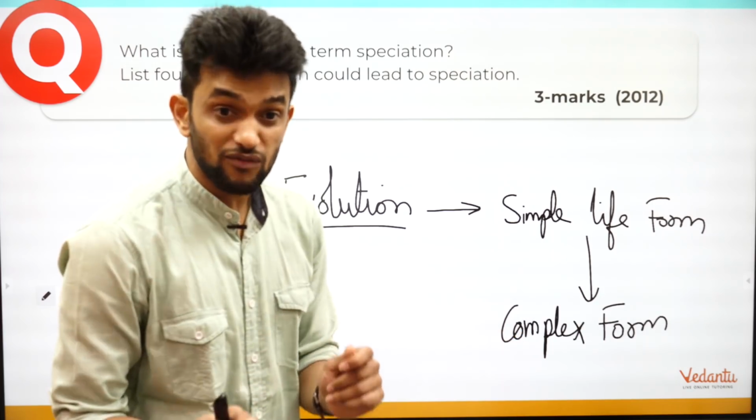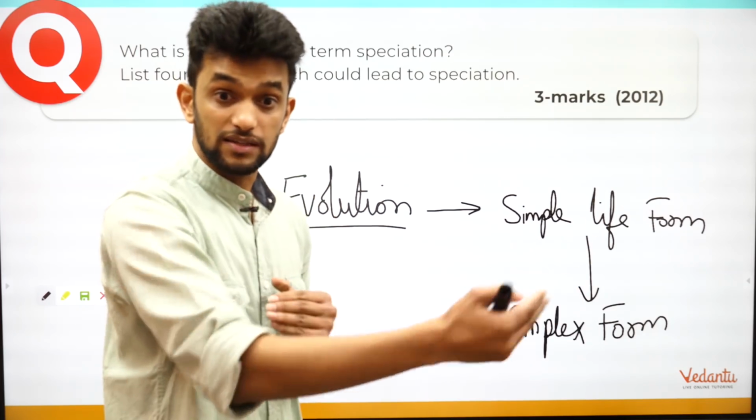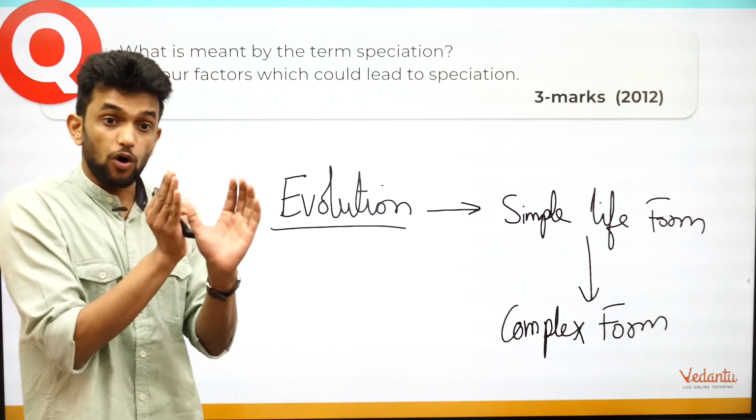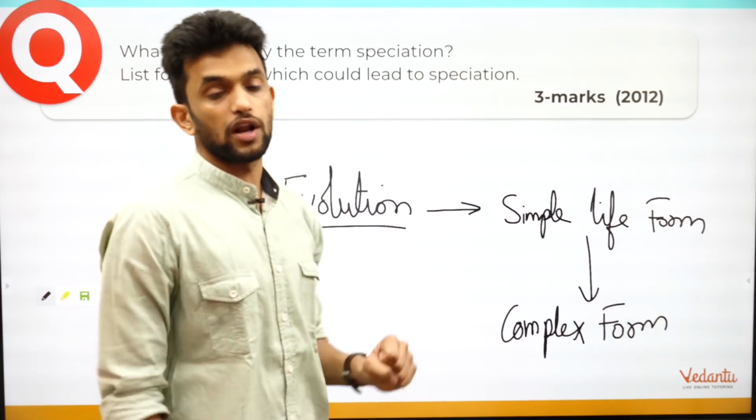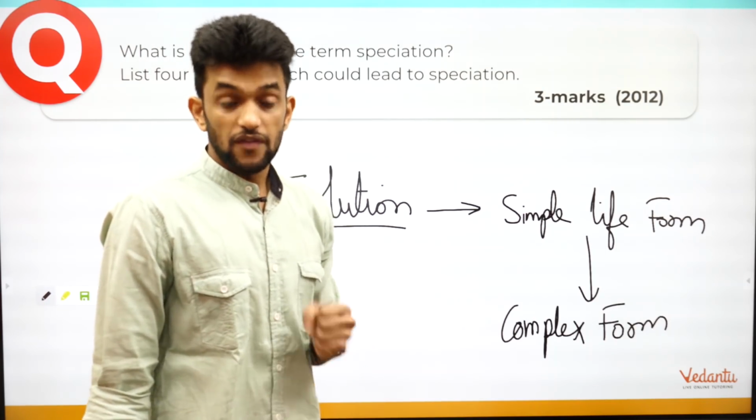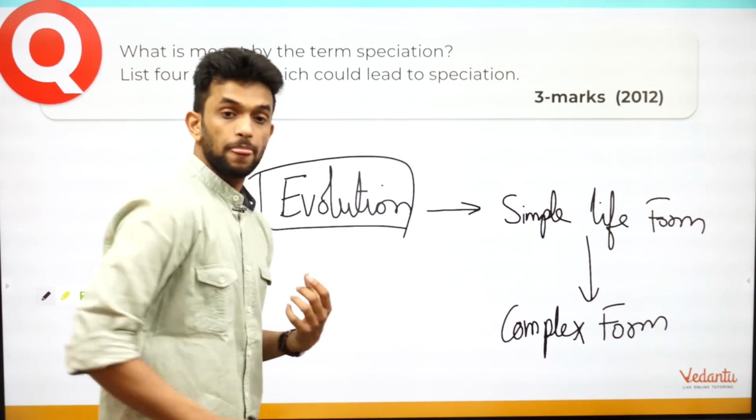This doesn't take place in one or two years. It takes place over centuries. Over centuries, small variations get accumulated and a new complex organism is produced. That is evolution. Why do we need to study evolution, people?